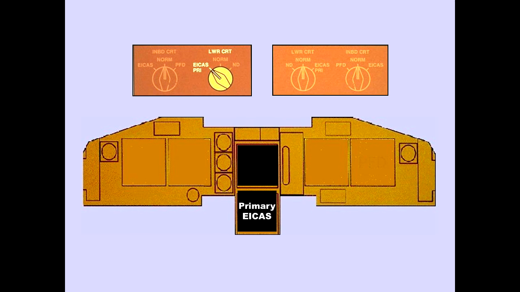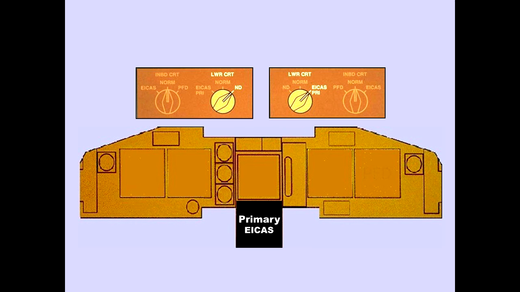If either lower CRT selector is placed in the ICAS primary position, the primary ICAS display is transferred to the lower CRT. If ICAS primary is selected on either lower CRT selector, that selector has priority and the lower CRT displays the primary ICAS display. Compressed synoptics remain available.